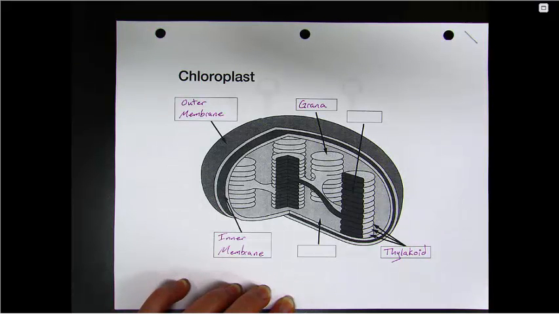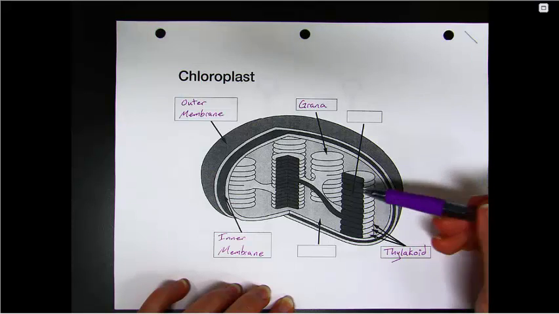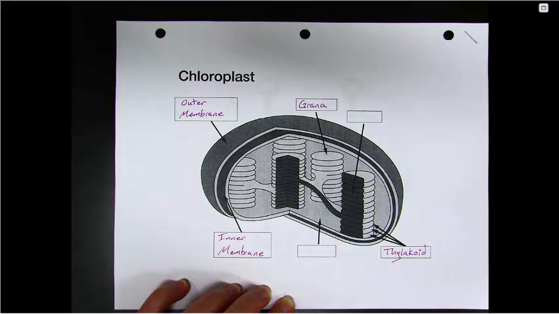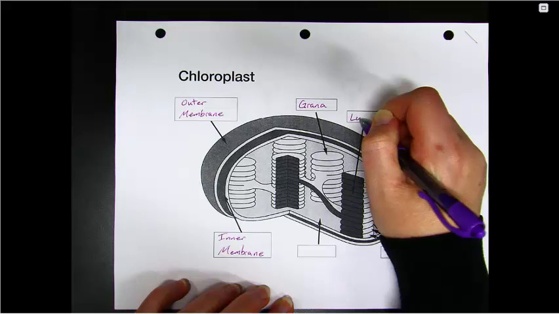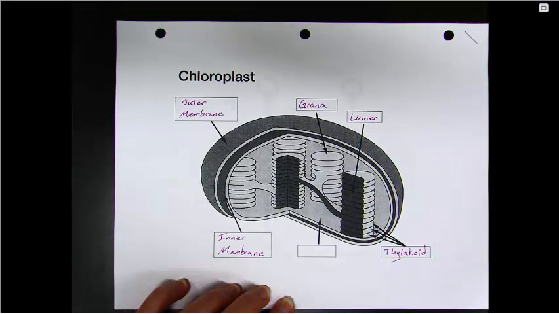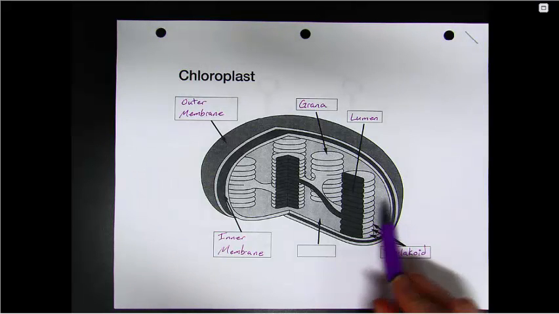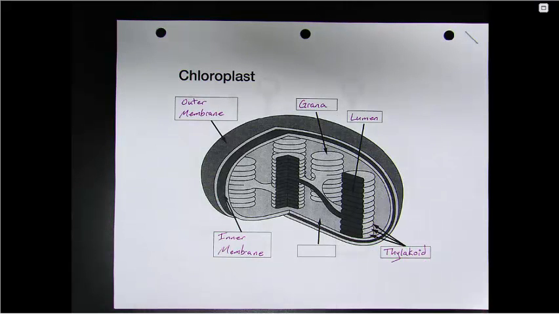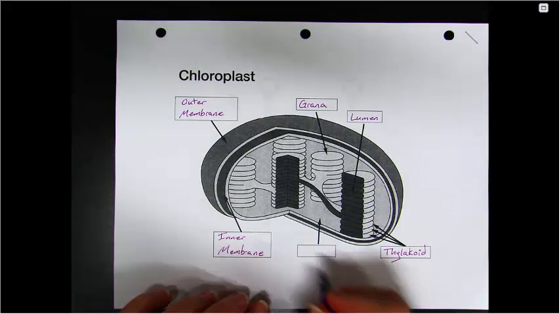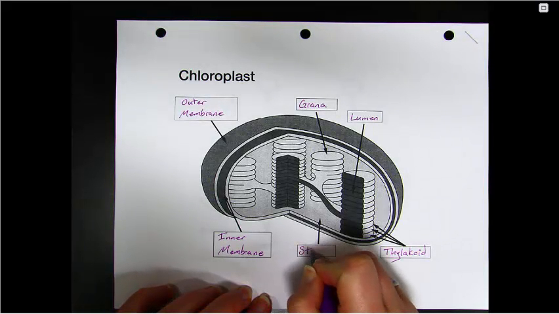Now inside of each of the thylakoids is an open space, and that open space is called the lumen. Additionally, outside of the thylakoid, there is some open space in the chloroplast, and that open space is called the stroma.